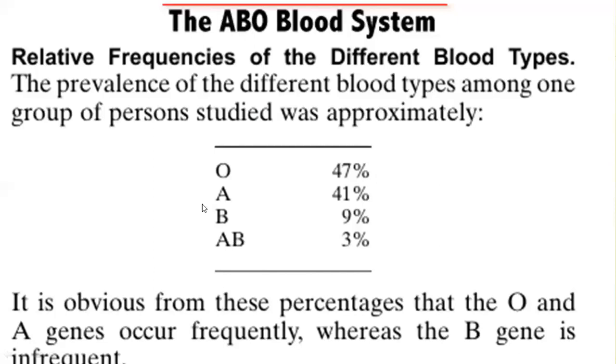B and AB are rare, because the gene for B is rare, so blood group B will be rare, and also blood group AB will be rare, because in AB you need a gene for B. So most people will be blood group O, 47%, and those with blood group A, 41%. Blood group B is rare, about 9%, and the AB combination is about 3%.